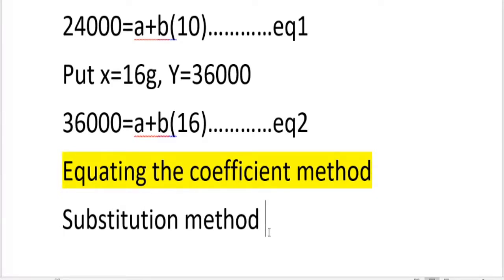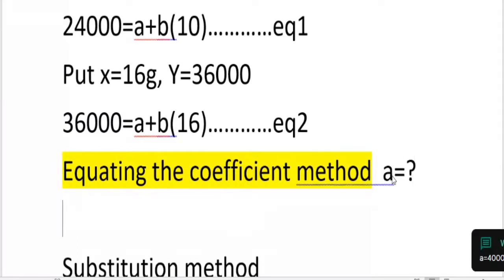How many of you are comfortable with the equating the coefficient method? Yes, sir. Can you solve this? Yes, I hope that most of you are comfortable. So if you solve it, can you give me the value of A and B by solving it out? Can you tell me what values you are getting? Sir, A equals 4,000. Sir, 2,000 and 4,000.